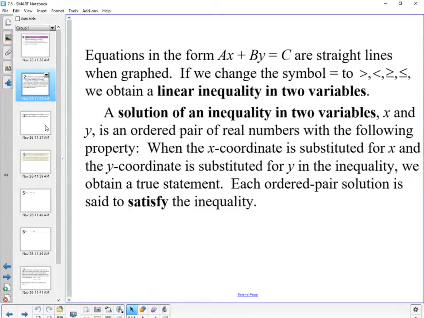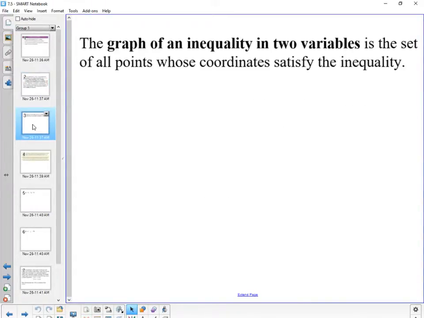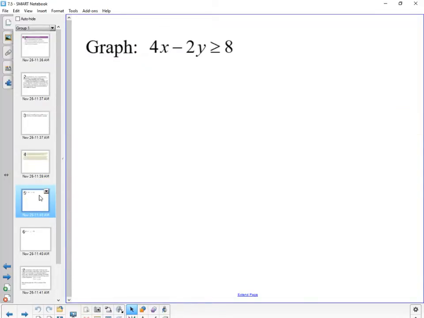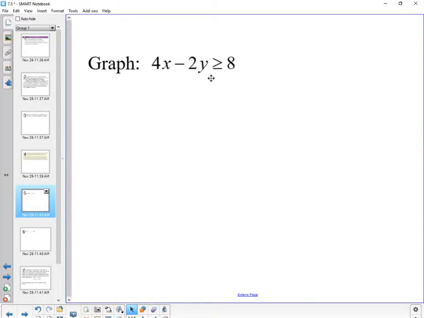Let's move on. And of course, the solutions have to satisfy all equations, right? So let's get to it. Ain't nothing to it but to do it. Okay, so here's our first one. I want to graph this.